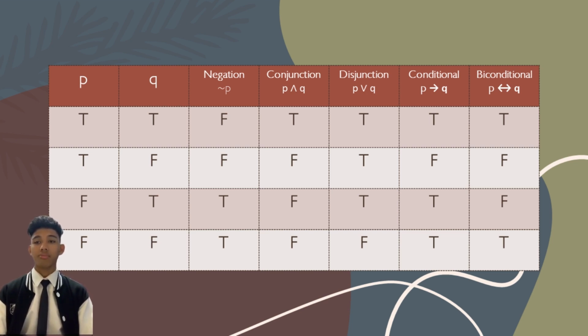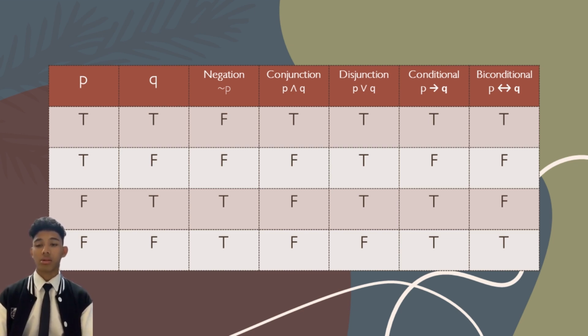The second row, negation of P, from true to false. Then we have P and Q, that is true and false, we will get false. Then we have P or Q, that is true or false, we get true. Then we have P implies Q, that is true implies false, we will get false. Then we have P biconditional Q, that is true and false, we will get false.